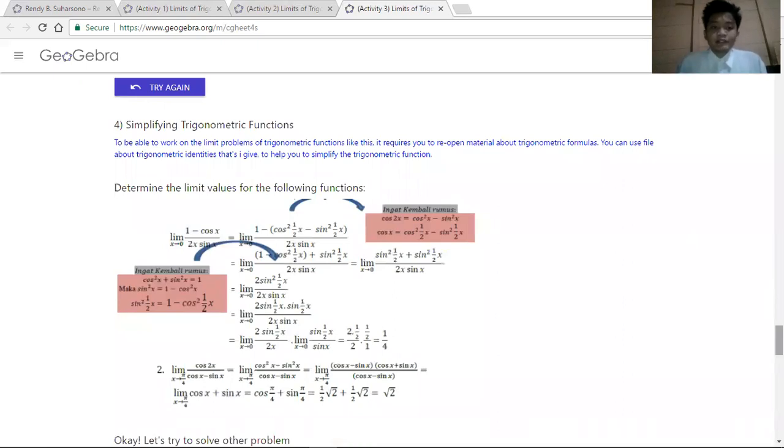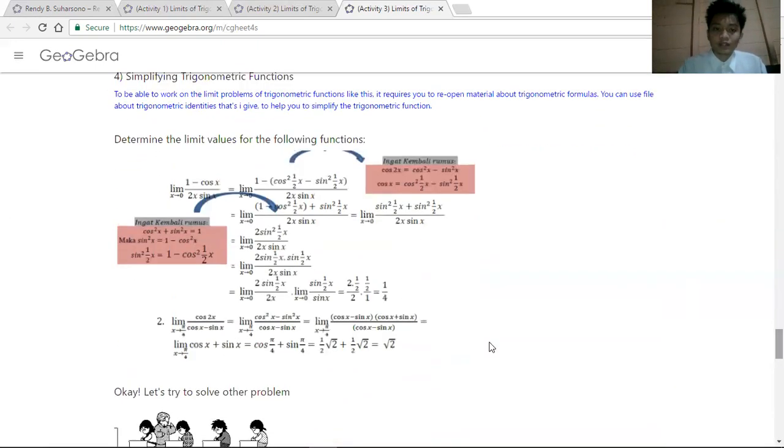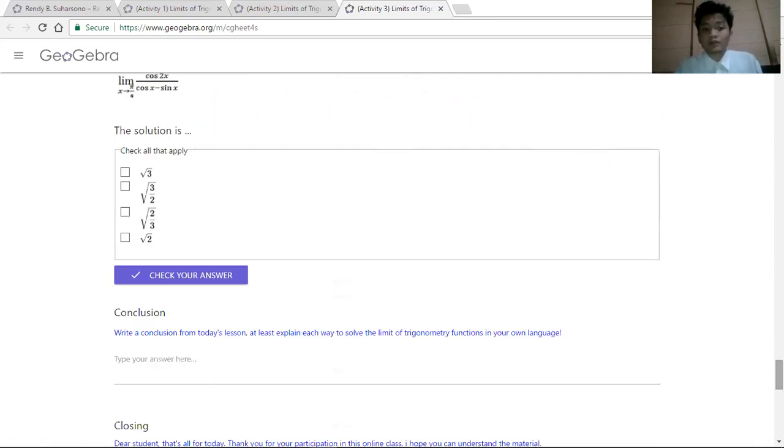Next is simplifying the trigonometric function. To be able to work on the limit of a trigonometric function like this, it requires you to reopen material about trigonometric formulas. You can use the file about the trigonometric identities that I gave to help you simplify the trigonometric function. Here, the steps. Okay, let's try to solve the other problem.